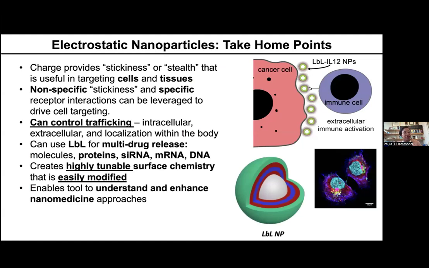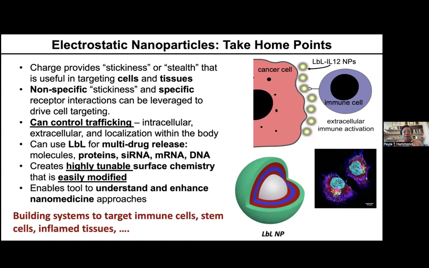So I'm going to just summarize by saying that charge provides the stickiness or stealth that is really useful in targeting cells and tissues. It can control trafficking, and it gives you this highly tunable surface chemistry that is very easily modified. And we're really interested in building these systems to target immune cells, stem cells, inflammation in general. And this is the work that we're doing now.